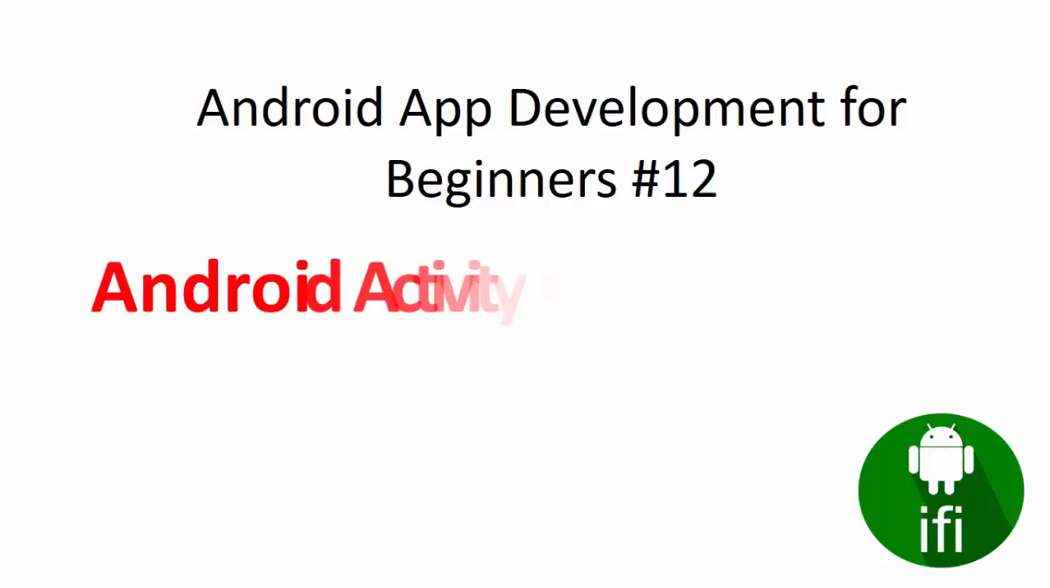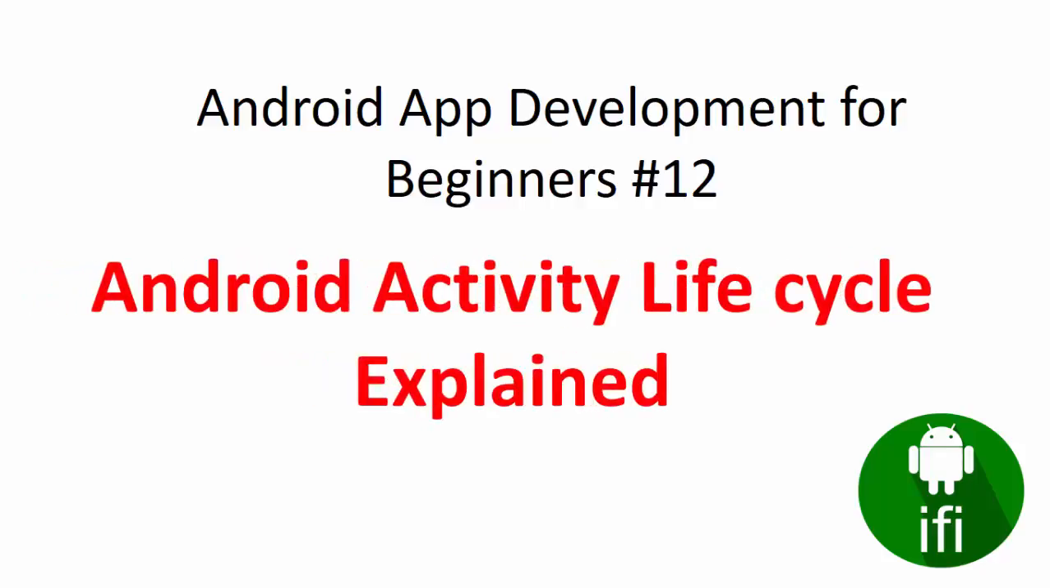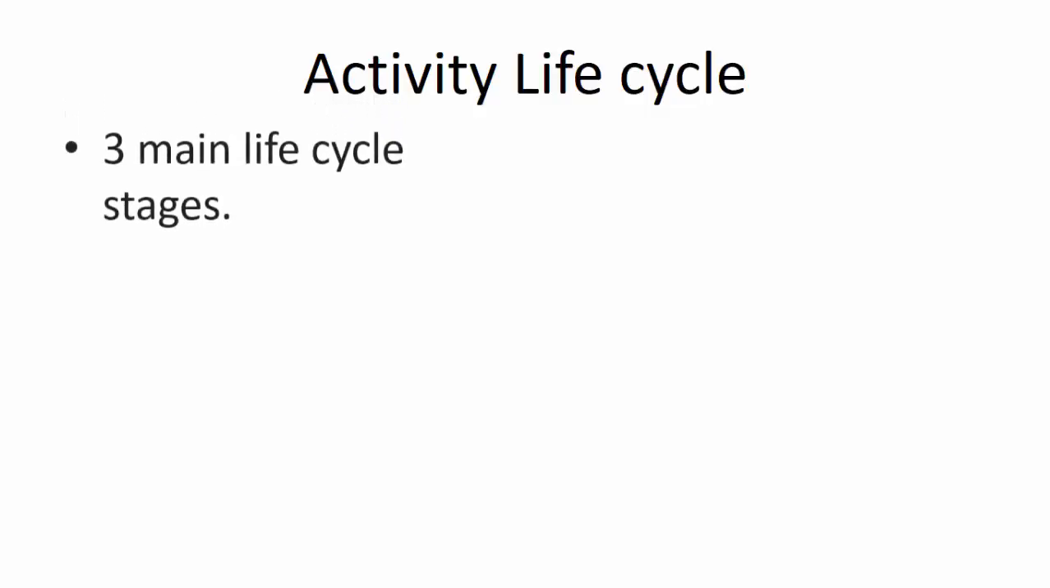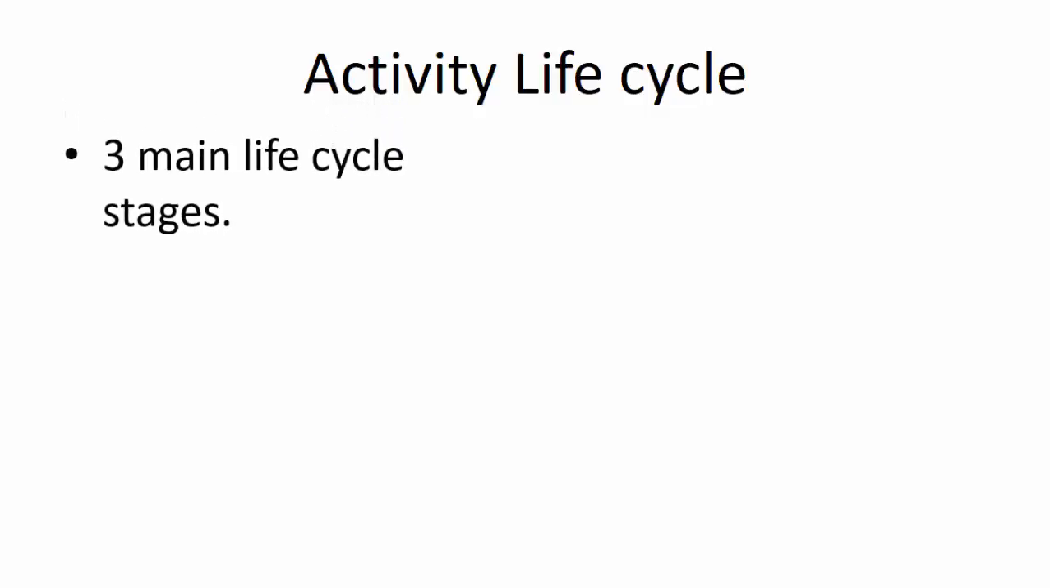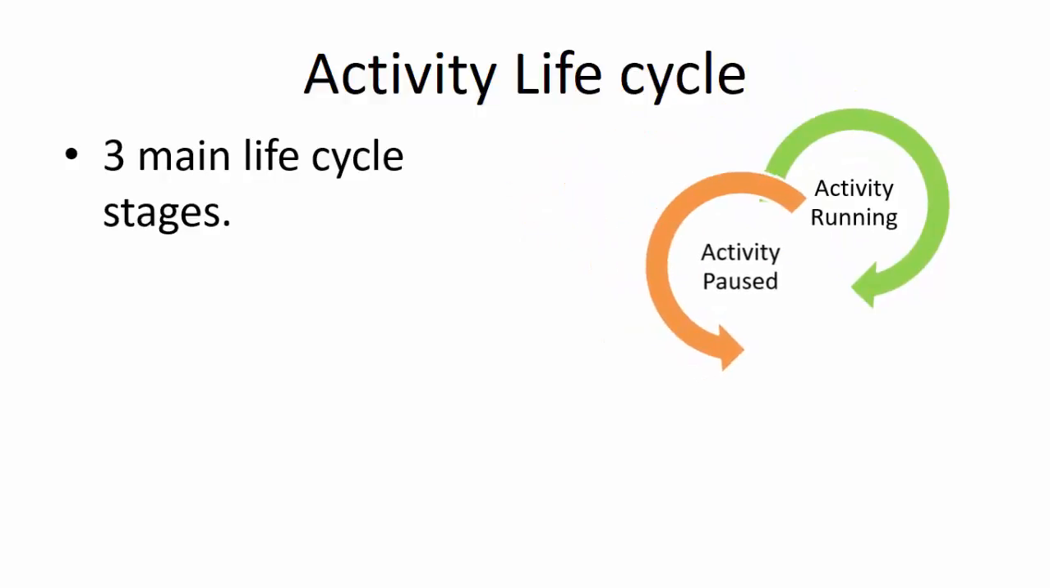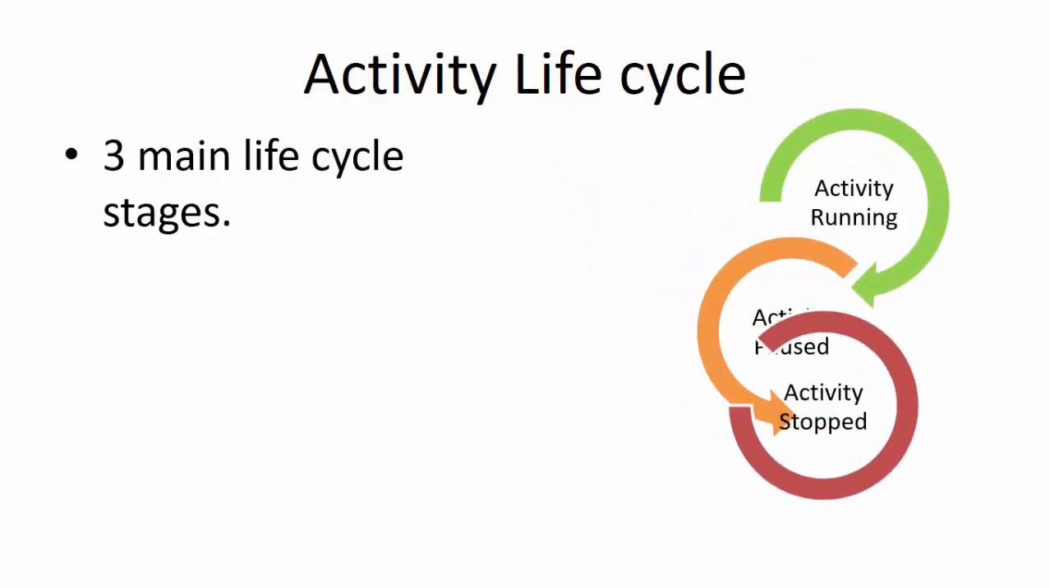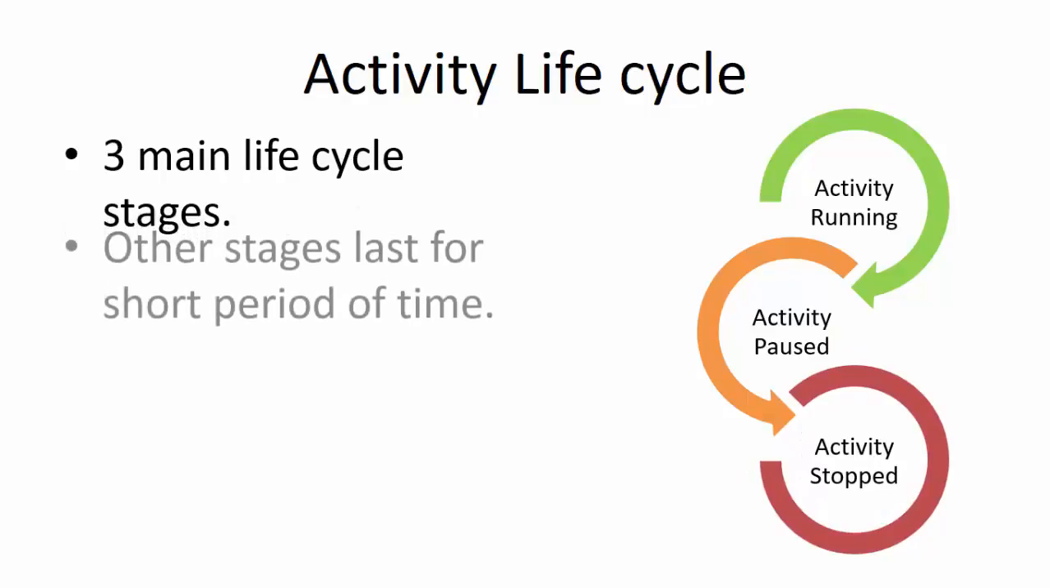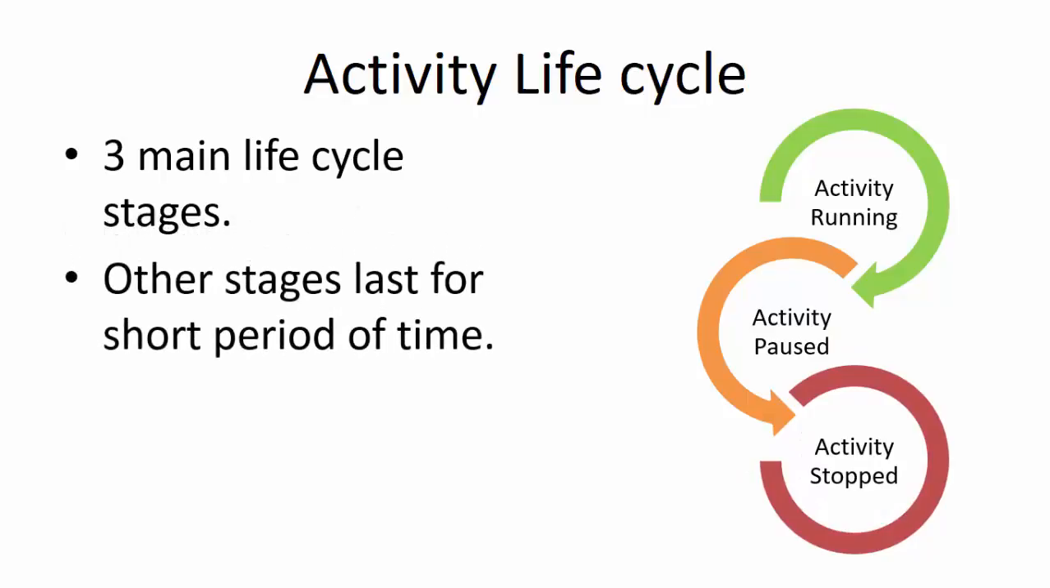In this video, we're going to talk about activity lifecycle. So, there are three main stages in which an activity can stay for a long period of time. Those stages occur when the activity is running, when the activity is paused, and when the activity is stopped. Other stages last for only a short period of time. The system quickly moves from one stage to another by calling the next lifecycle method.